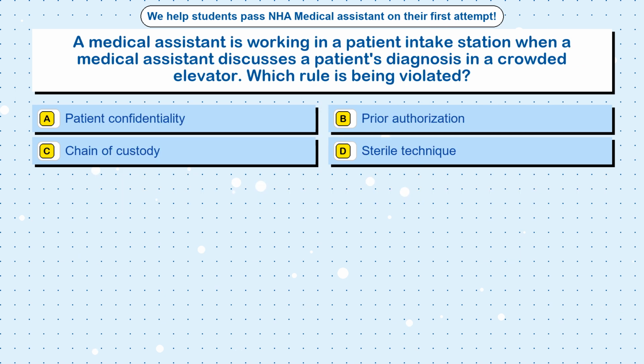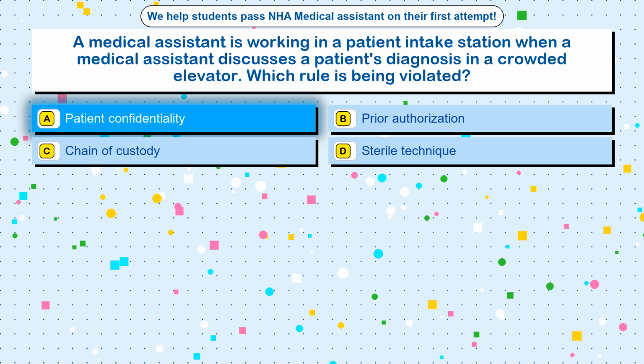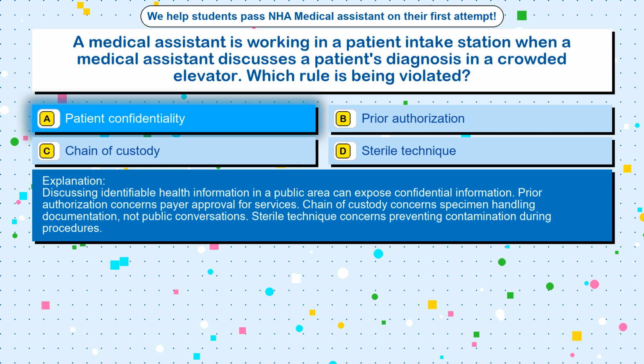Question 88. A medical assistant is working in a patient intake station when a medical assistant discusses a patient's diagnosis in a crowded elevator. Which rule is being violated? Option A. Patient confidentiality. Option B. Prior authorization. Option C. Chain of custody. Option D. Sterile technique. The correct answer is option A. Patient confidentiality. Discussing identifiable health information in a public area can expose confidential information.